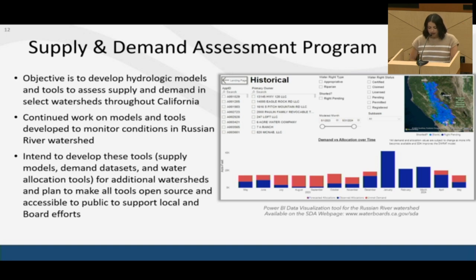We're hoping that these tools will be something that can be used for both local as well as board efforts. They can help identify areas of risk for drought planning and will provide water users with more info on their watershed, which could also lend towards opportunities for local solutions and actions.